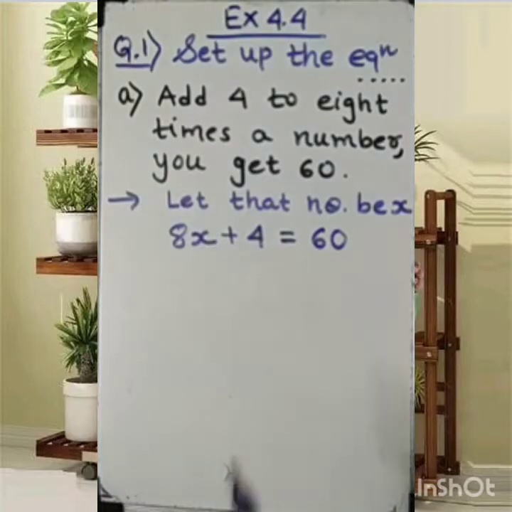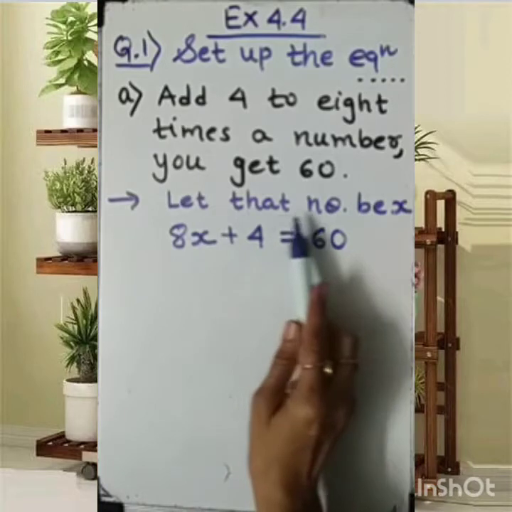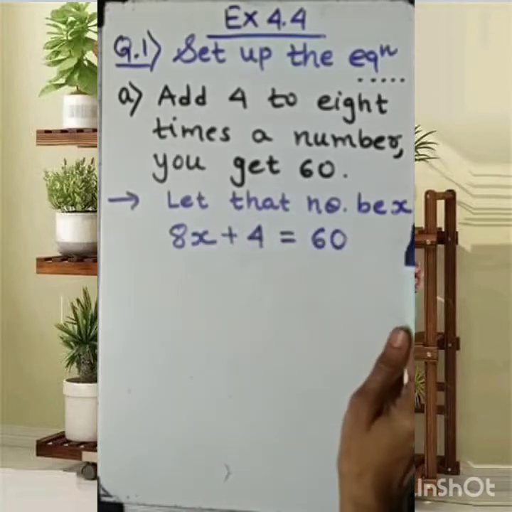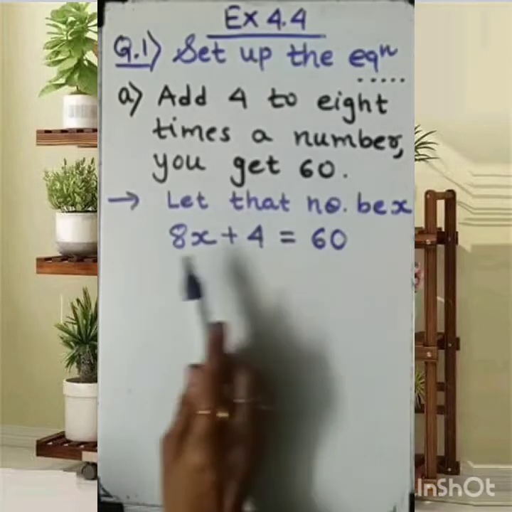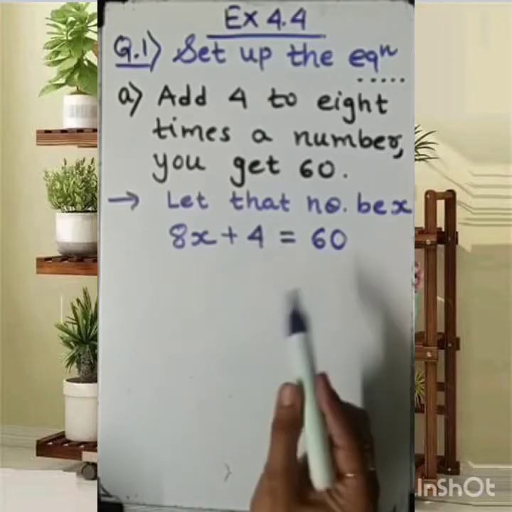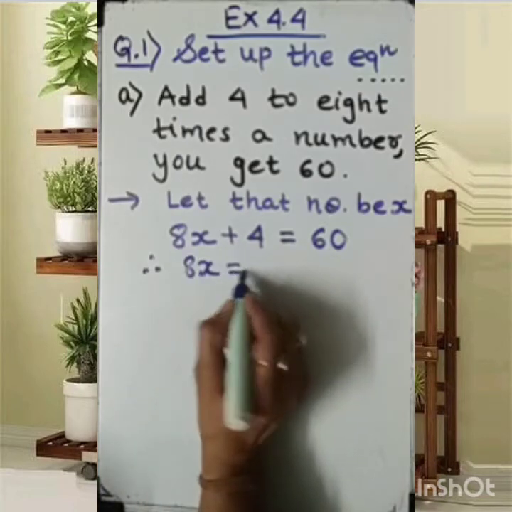Once again, look at your screen. As we do not know the number, we are assuming the number is x. Let that number be x. And what will be 8 times a number? That will be 8x. 8x plus 4 gives the result 60. So dear student, next, therefore, 8x equal to.